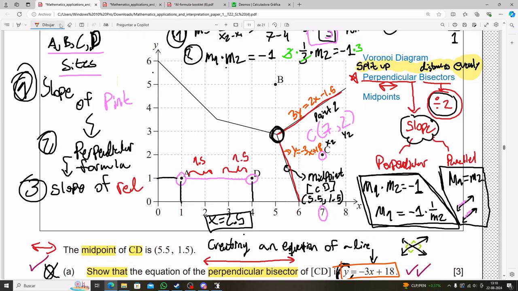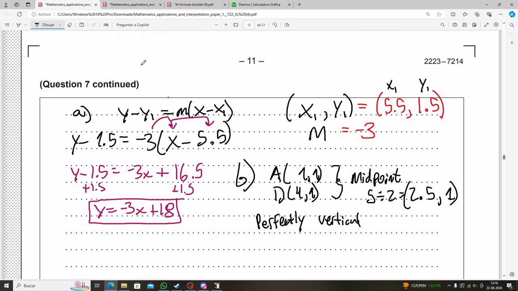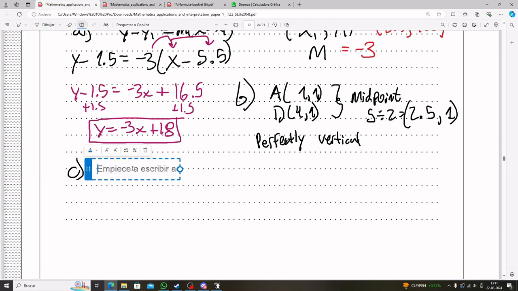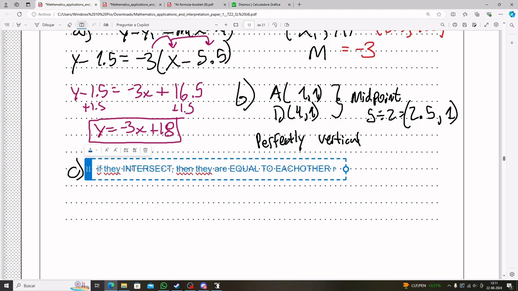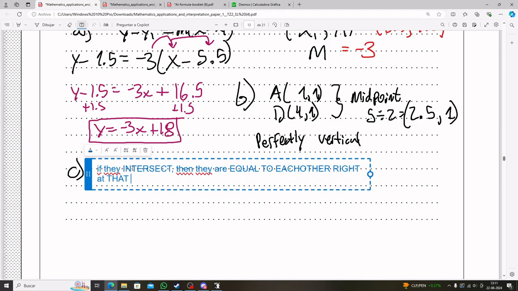Because you need to find this point right there, and you know the formulas of these two equations, well, they intersect right there. If they intersect, that means they are touching, and if they are touching and intersecting, they are equal to each other. So the big idea I need to share for part C is that if two lines intersect, then they are equal to each other right at that point.